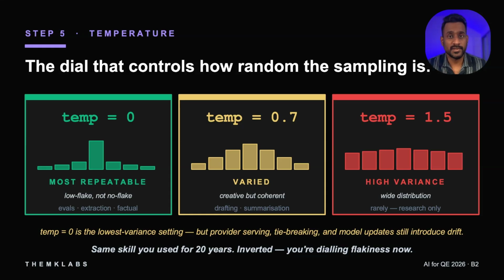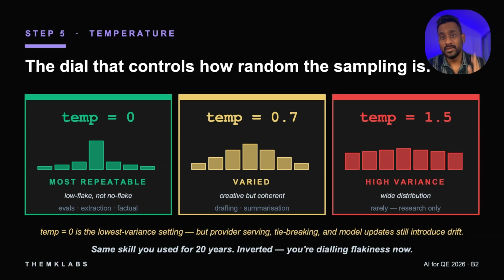Step 5 was sampling and the dial that controls it, temperature. Look at these three settings. If you're someone who is appearing for interviews on QA with agentic skills, be very, very careful about the question on temperature. If you never know how to answer the question on temperature, then you're not really into the AI world, and it's very important.